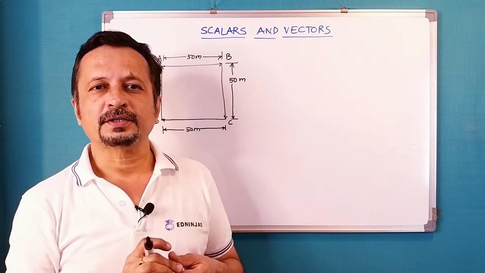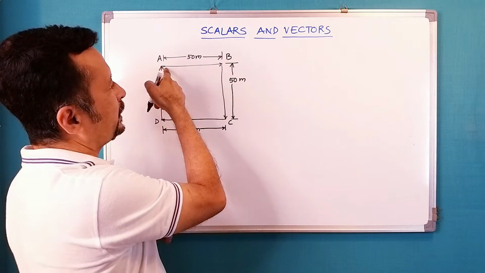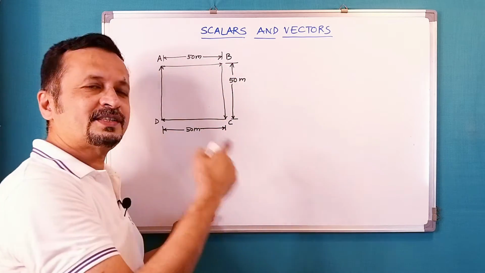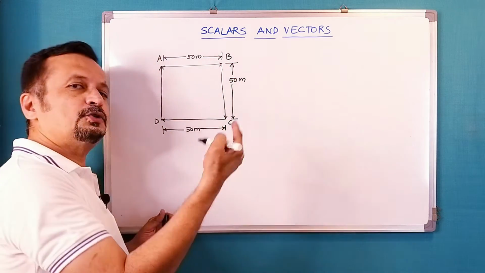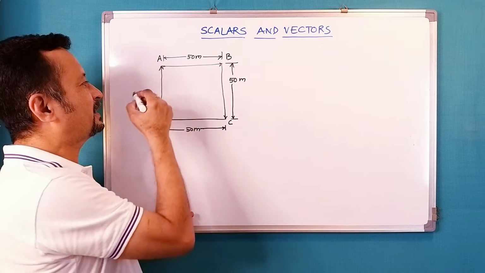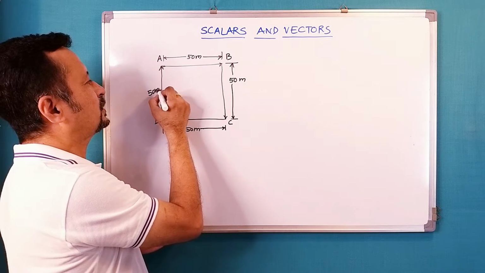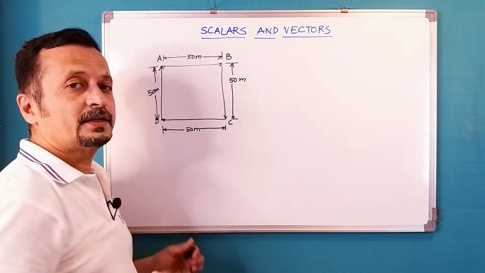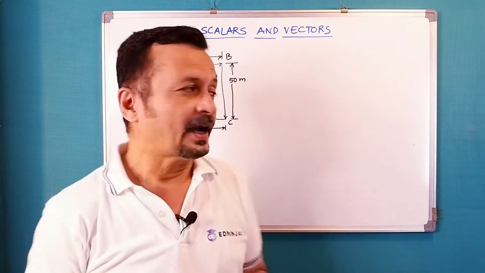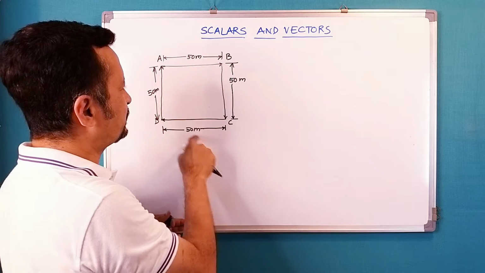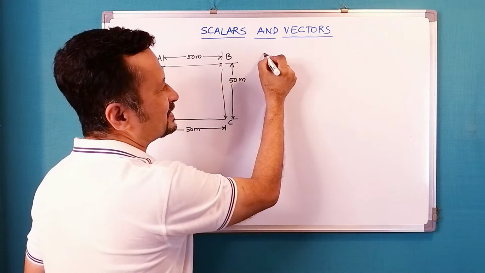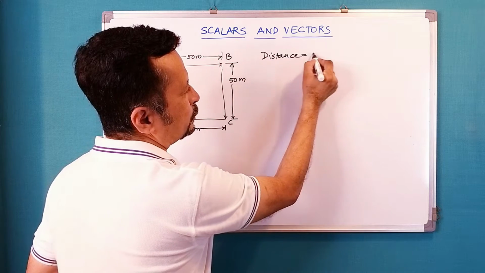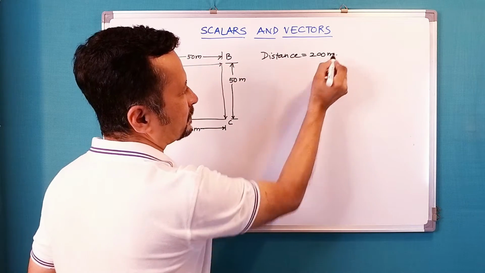Now over here, if you could see, A to B towards east 50 meter, B to C towards south 50 meters, C to D towards west 50 meter, and then again 50 meter to the north, and I reach back to point A. Now how much distance did I travel? I traveled 50 plus 50 plus 50 plus 50, that is, the total distance traveled is equal to 200 meter.